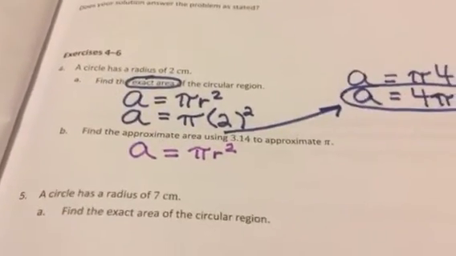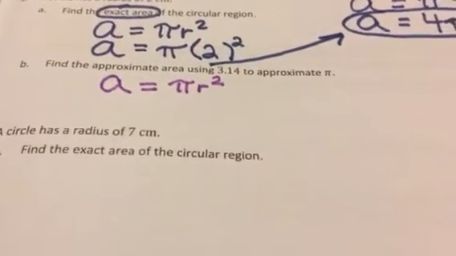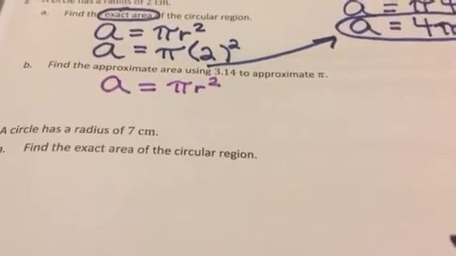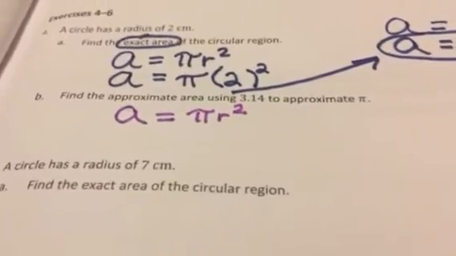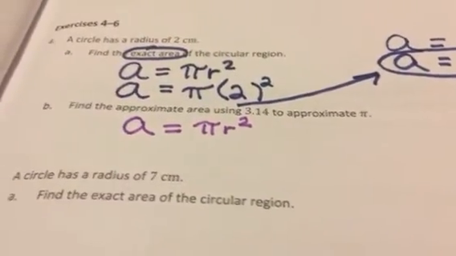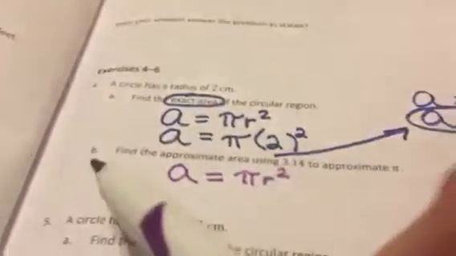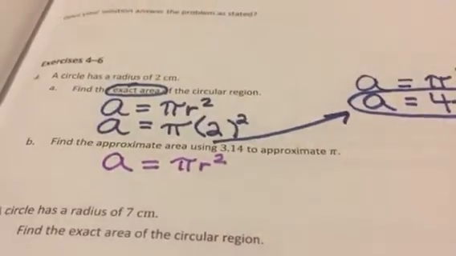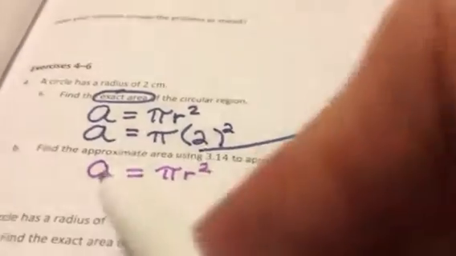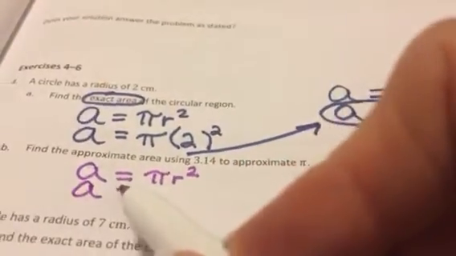Now we got to say, what information are they giving us? Find the approximate area using 3.14 to approximate pi. Now, this is still the same problem. It's just for B. So you got to realize, you go back up there, you're still using the radius as a 2. So we do know some information. Let's go ahead and put the A equals.